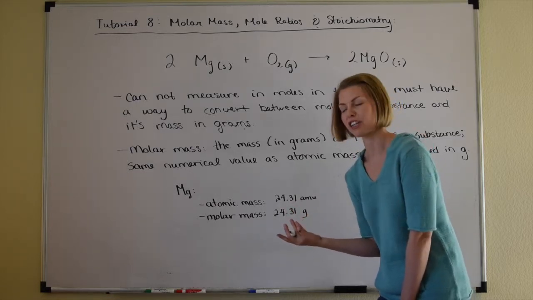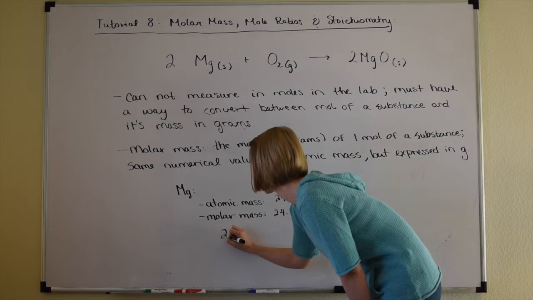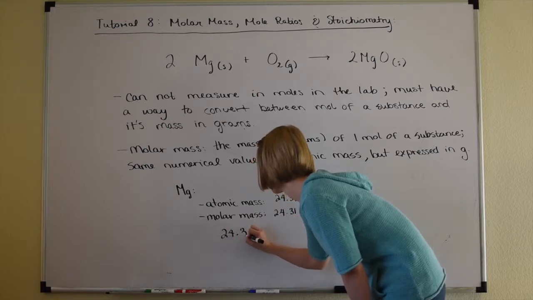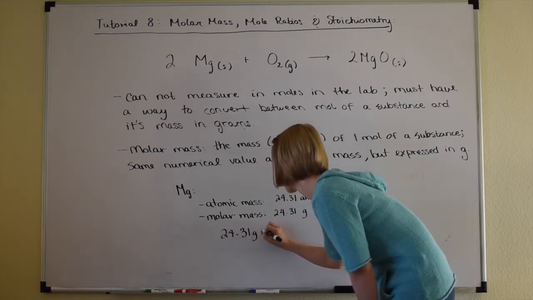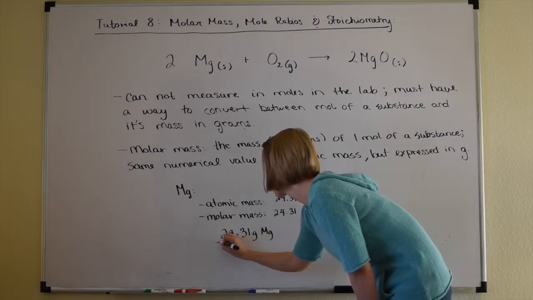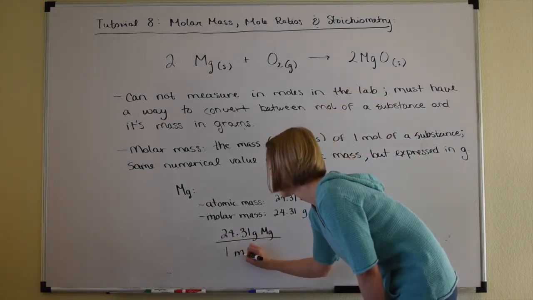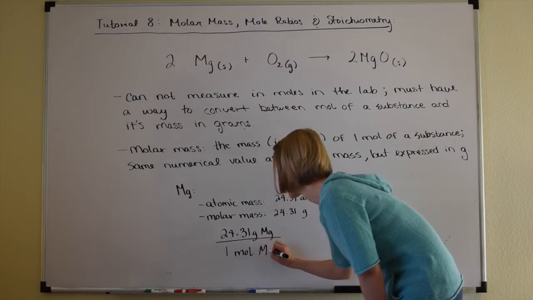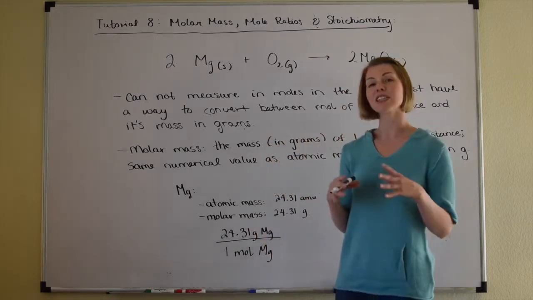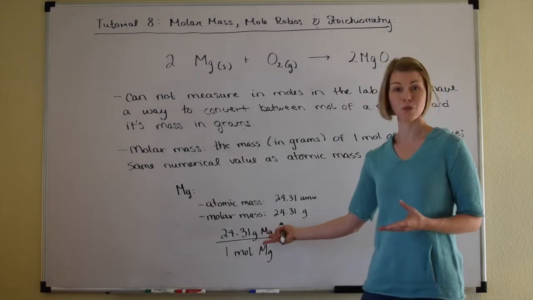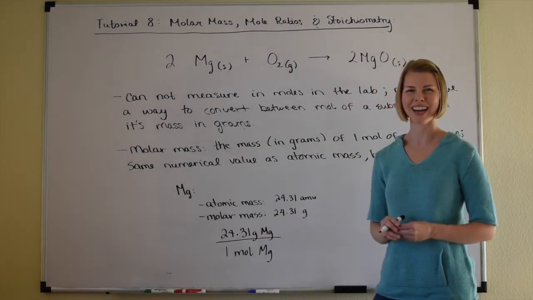All right. So the molar mass, the mass in grams of 1 mole, you'll typically write that also as a conversion factor. So I'm going to write 24.31 grams of magnesium. That's how many grams of magnesium are in 1 mole of magnesium. Okay, so we're going to write it as a conversion factor, and you could flip those as well. You can see where I'm going with this, I hope.